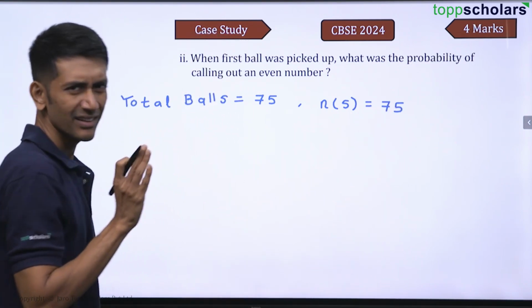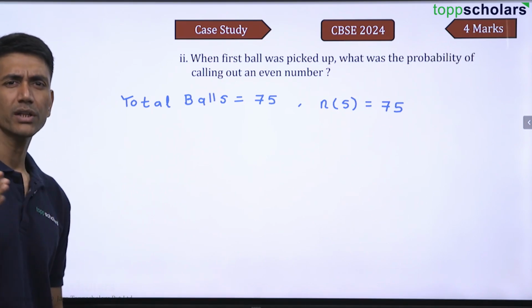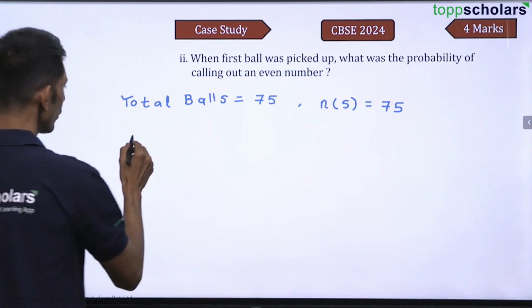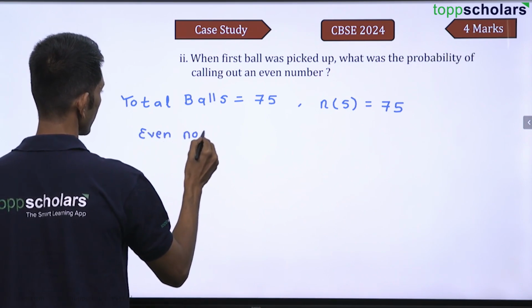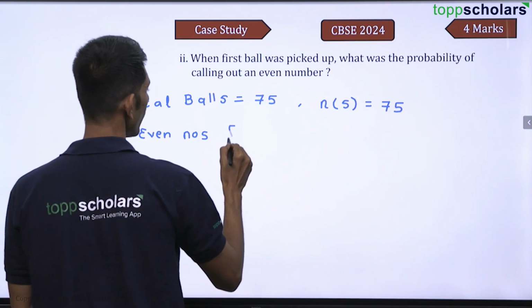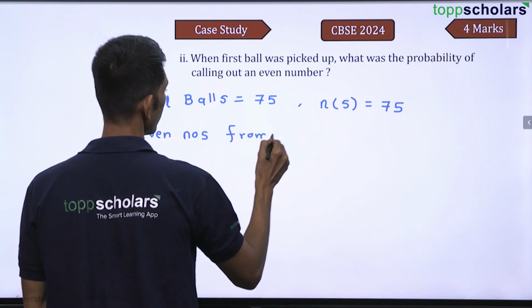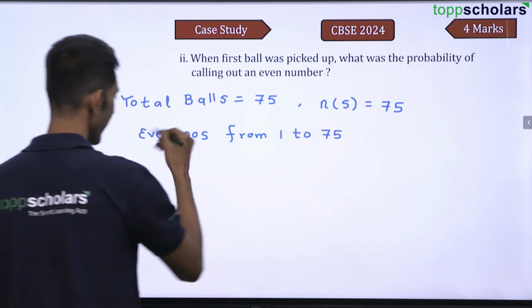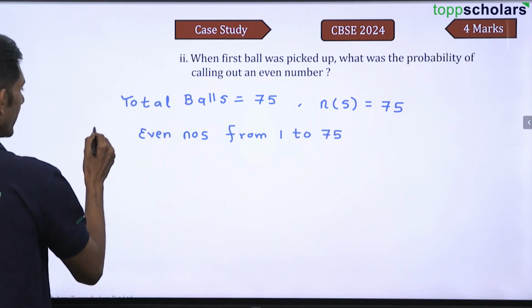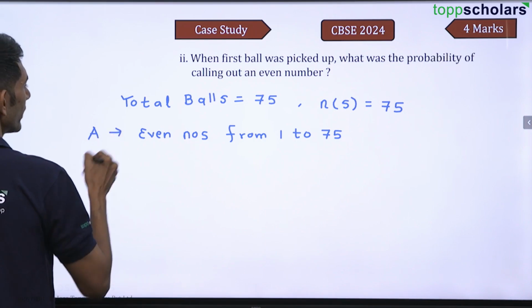Now the numbers are pretty straightforward, 1, 2, 3, 4 up to 75. So even numbers, if I talk about even numbers from 1 to 75, if A is that event, so let A be the event of getting an even number from 1 to 75.